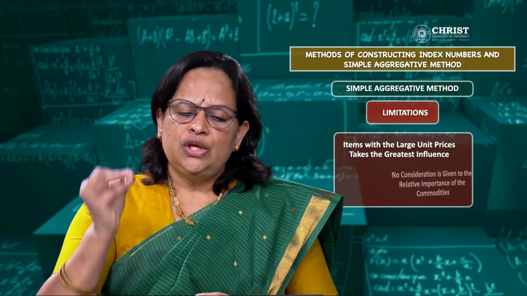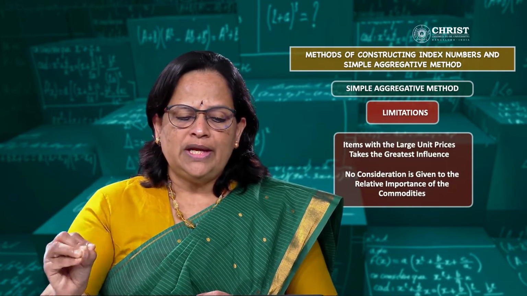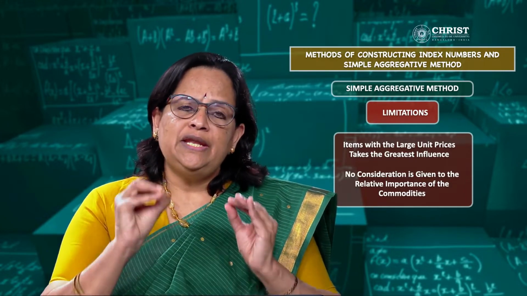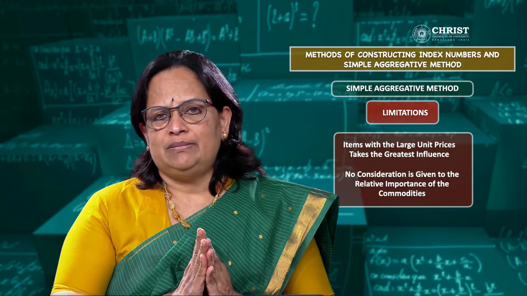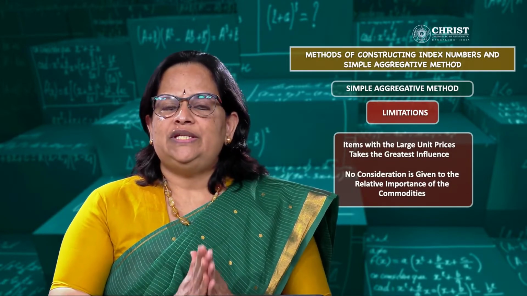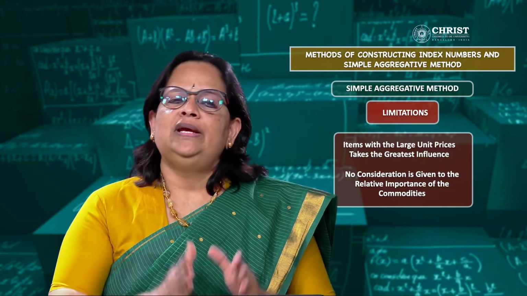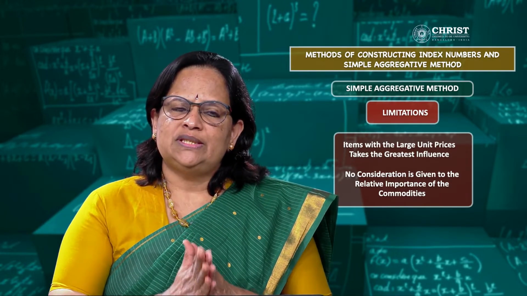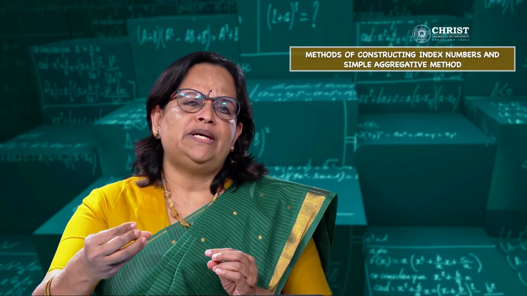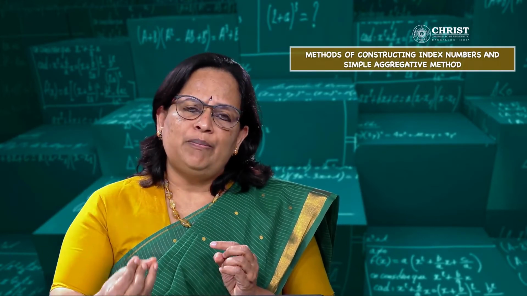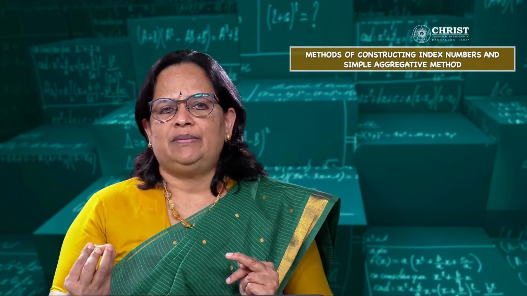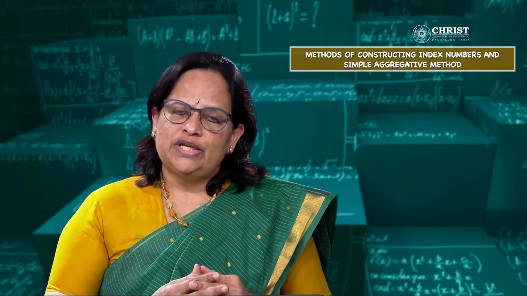Second limitation is no consideration is given to relative importance of the commodities. That is, we are not assigning any weights in the computation of index numbers. So these are the two limitations. So with these limitations, we are not using this method in the computation of index numbers. And rarely this method is used. Maybe for a simple comparison, we are using that, and for appropriate comparison, we are using always Fisher's ideal index number. So this is what I want to explain in this module.